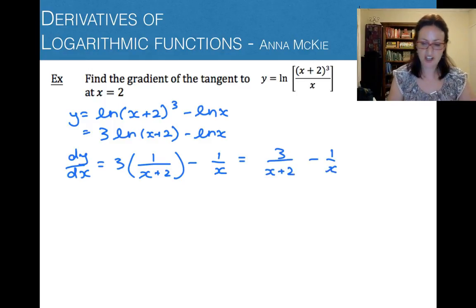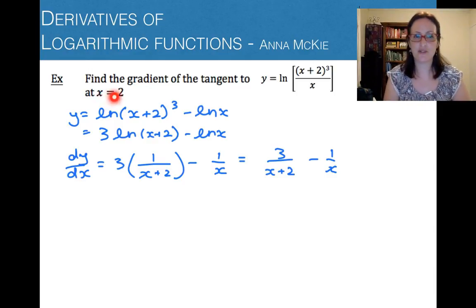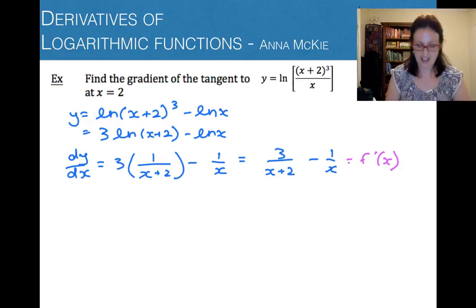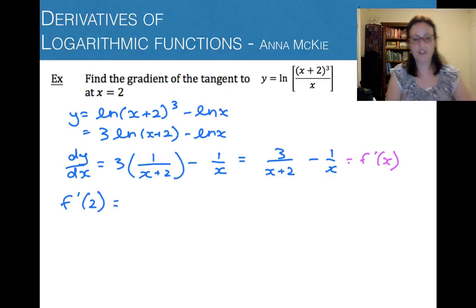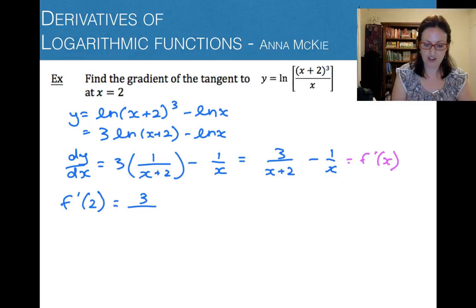Now we're not finished. We need to find it at x is equal to 2. This is the point where using function notation is handier than the y function notation. So sometimes I just like to write that that's equivalent to f dashed of x. And now I'm going to continue on with function notation. So we have f dashed of 2. So finding the gradient of the tangent at x equal to 2. So substituting in a 2 where you see an x.